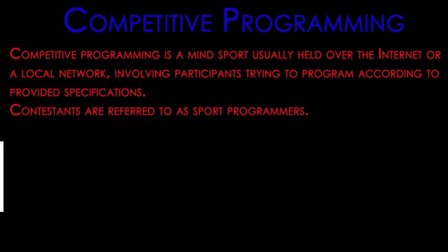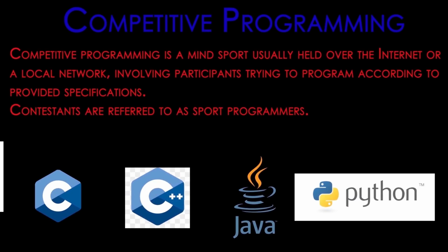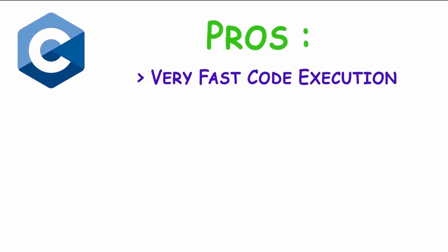Now, competitive programming. It is a mind sport usually held over the internet or a local network, involving participants trying to program according to provided specifications. Contestants are referred to as sport programmers. Most famous programming languages used are C, C++, Java and Python. Looking into C, it's one of the oldest and most famous languages.